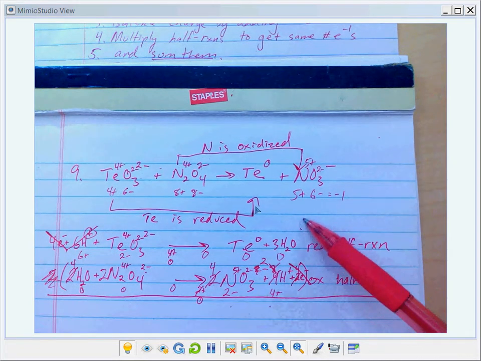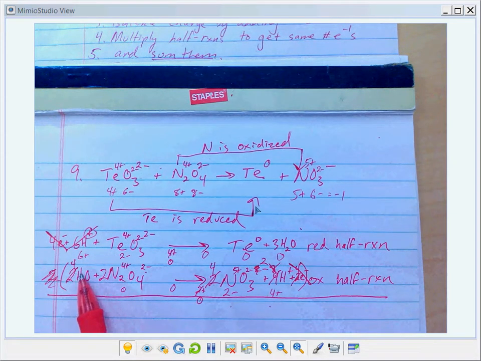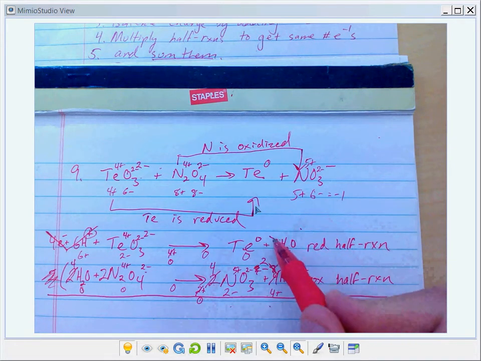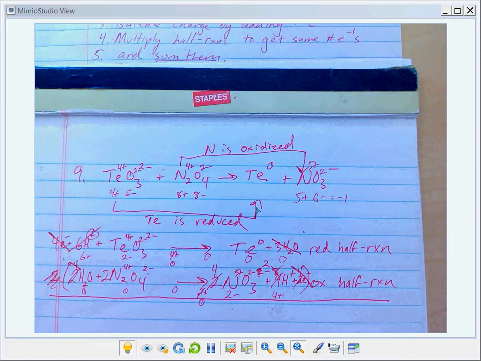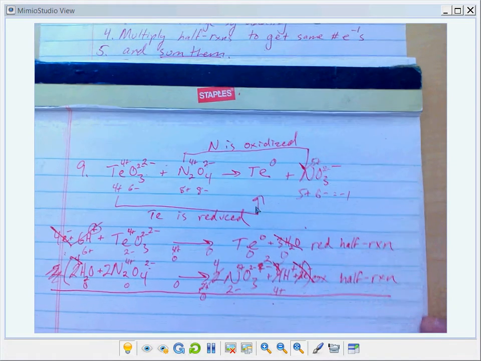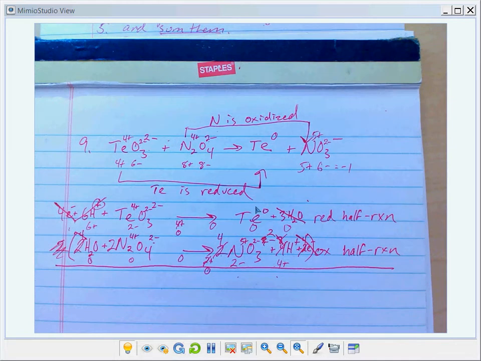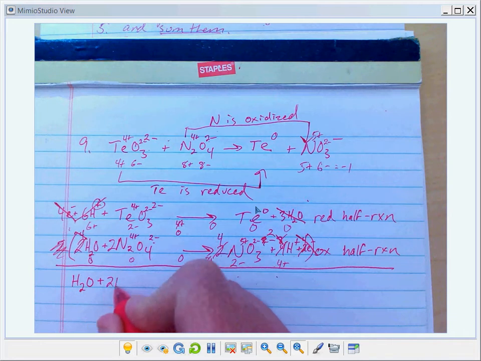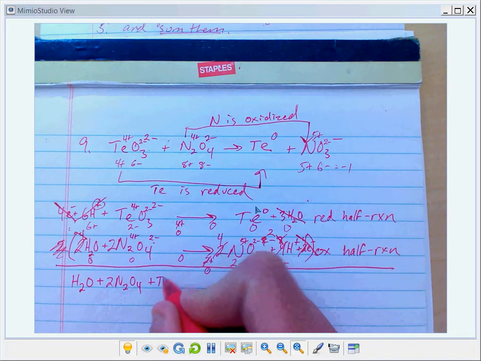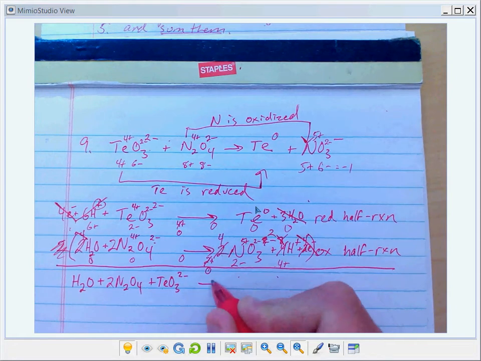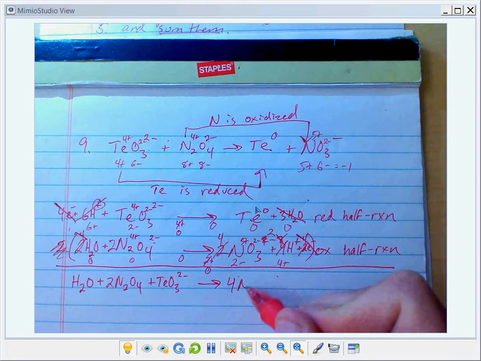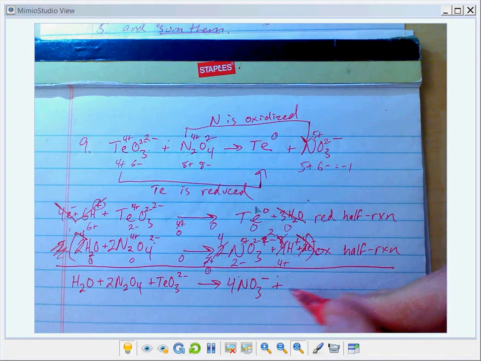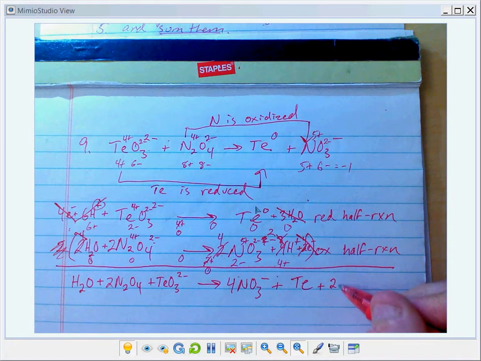Okay. Waters. You'll notice there's 3 waters here, and there's 4 waters here. Again, that's also going to partially cancel. So 3 waters will cancel 4 and leave behind the 1 water. All right, and I think that canceled everything. So now I'm just going to add it all up. I'm going to put 1 H2O plus the 2 N2O4s plus the TeO3 2 minus makes the 4 NO3 minuses plus the Te plus, what is it, 2 H pluses are left over. And that's the final balanced reaction.